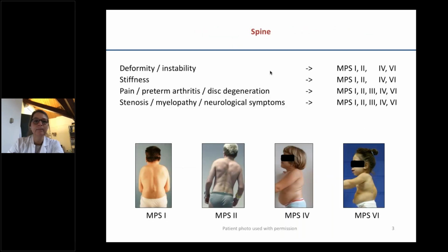So starting with the main theme, just to get a short introduction to the MPSs you see over here, I will focus on mainly two body regions, which is the spine and the lower limb. And in all the MPS forms, you can see you have some kind of musculoskeletal involvement. Mainly, it's deformity, it's stiffness. In MPS 4, it's the instability, and all this leads over time to preterm arthritis or other degeneration problems, as well as neurological problems, mainly due to the spinal stenosis and myelopathy you can see in nearly every form of MPS 1 to 4 and 6. We haven't seen it in MPS 3 now, but maybe we were just not examining it.